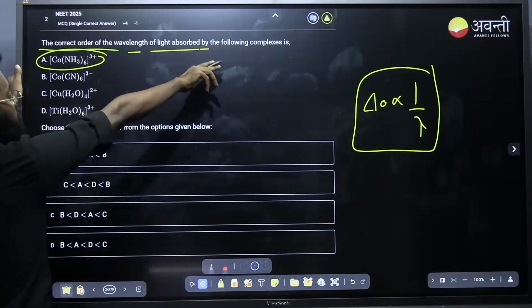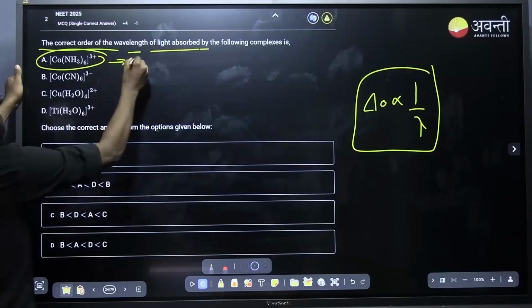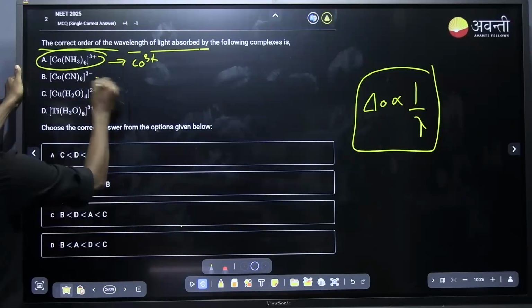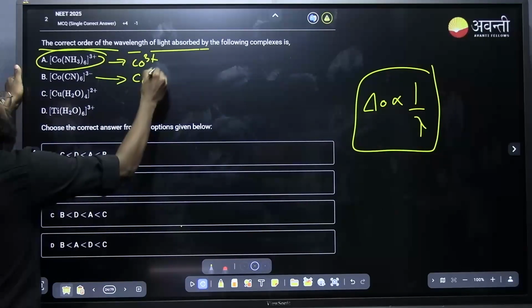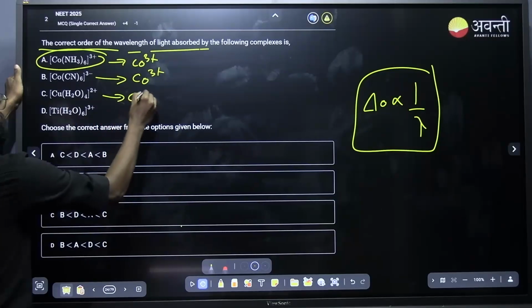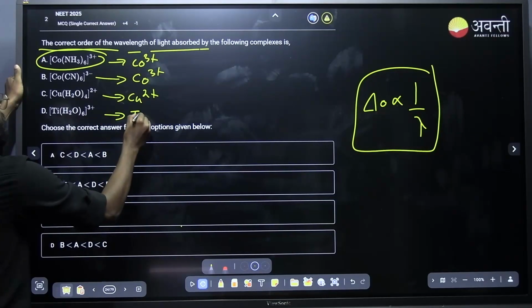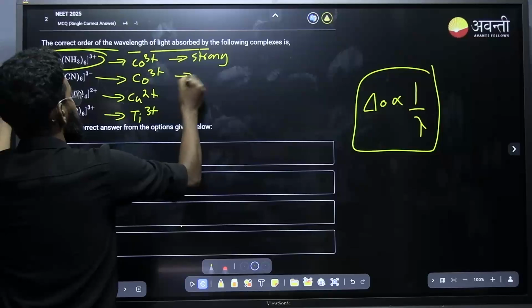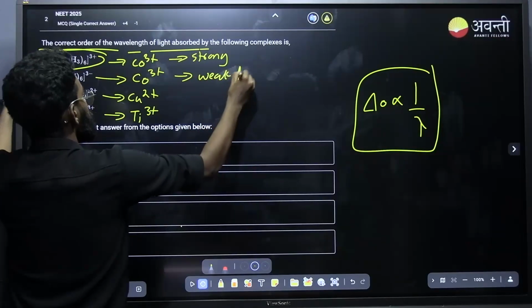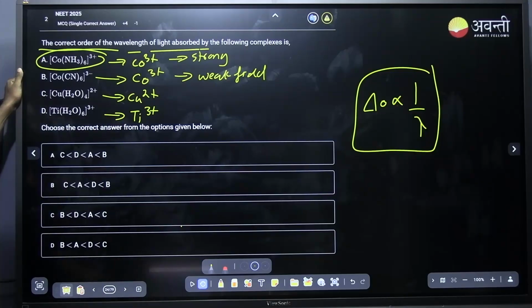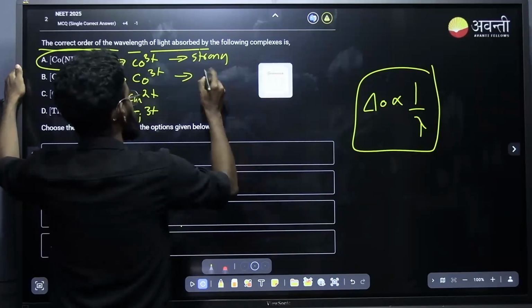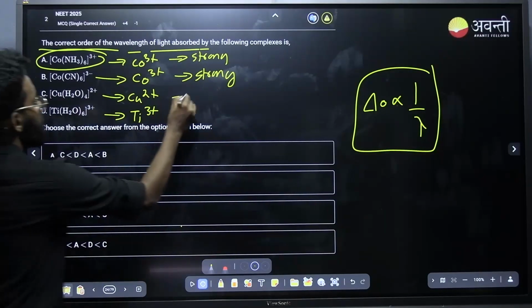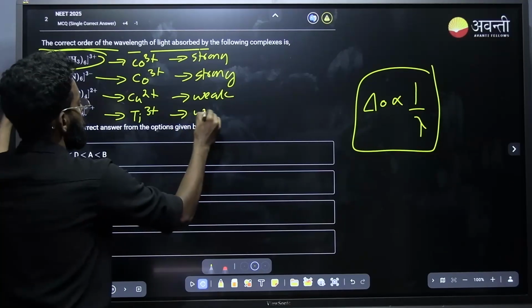Correct order of wavelength of light absorbed by the following species. [Co(NH3)6]3+, then the second one, also Co3+, next one Cu2+, and this one is Ti3+. Now in the first case it is a strong field ligand. In the second case it is a weak field ligand. NH3 and CN both are strong field. And in the case of C and D, both are weak field ligand.